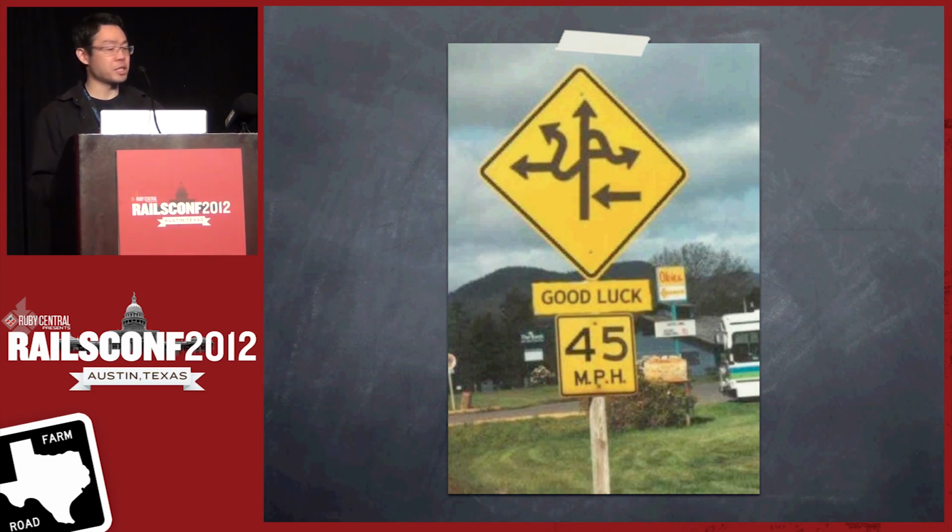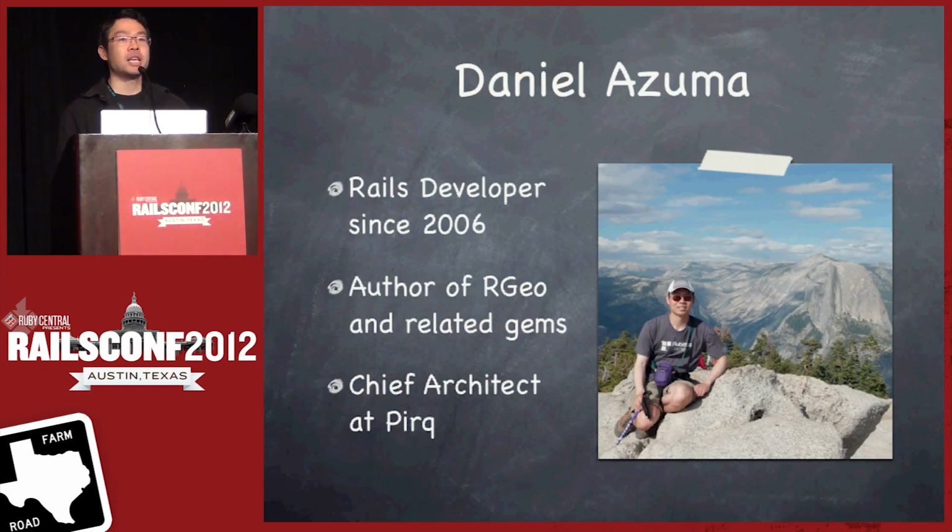Really quick bio before we get started. My name is Daniel Azuma. I'm from the Seattle area. I'm not a GIS professional. I'm not a geographer. I'm not a cartographer. I'm a Ruby developer, like many of you. I've been working with Rails since about the 1.0 release, 2006. And during that time, I've done a lot of work in location mapping. I'm the author of RGeo, Active Record PostGIS Adapter, and several other tools that some of you may have used to do work with geodata in Ruby.